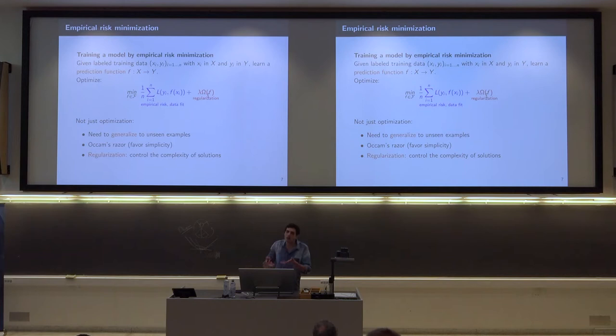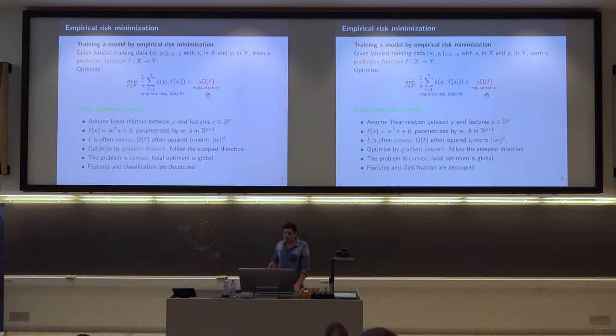OK. So a quick example with linear regression. In linear regression, you assume that you have a linear dependency between your targets and your inputs, and you're trying to learn the weights W here. It's just a linear operation. Most of the time you take a loss that is convex, and you'll take a regularization term that is also convex, and it will be the square norm of your weight vector.